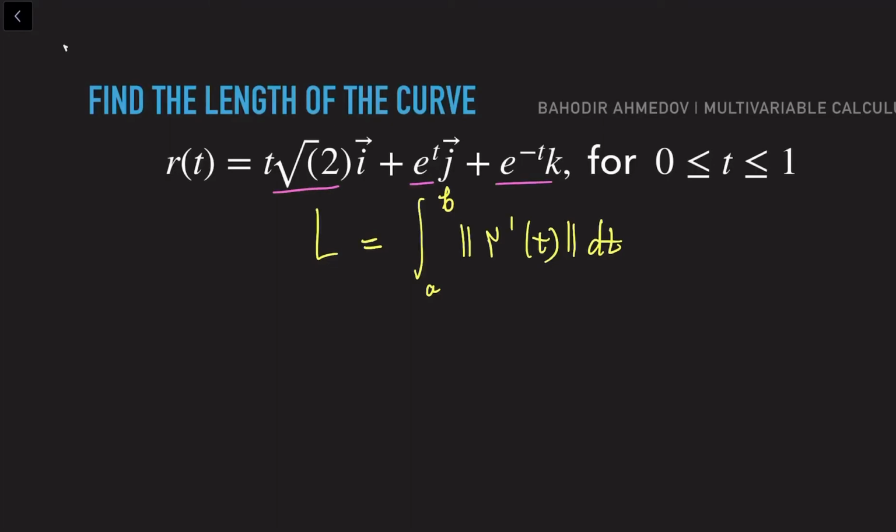This is the first, second, and third component. We can take their derivatives separately. So the derivative of r of t is going to be... So this is t times square root of t, right?